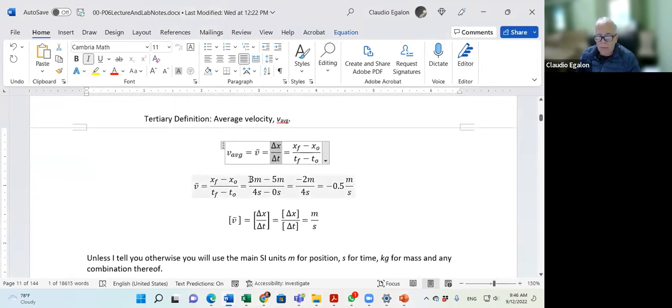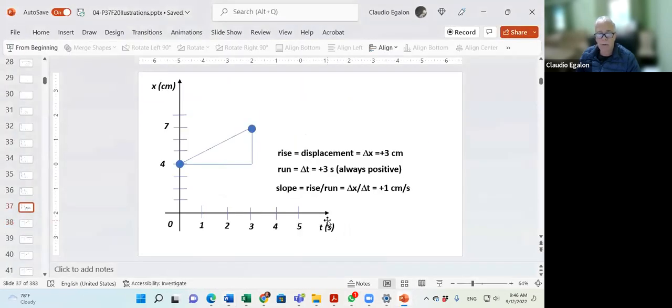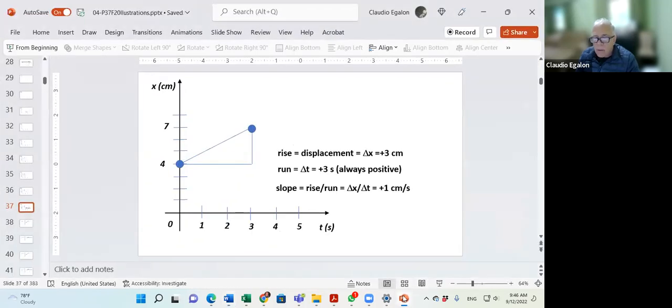Now, in our specific case, I'm going to update this one here. Final position 7, initial position 4. Final position 7, initial position 4. 7 seconds here. Is that 7 seconds? Wait a minute.